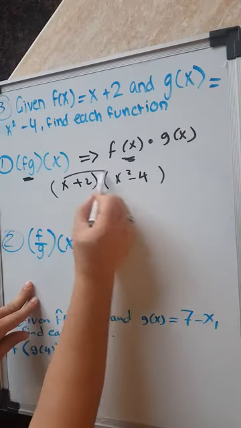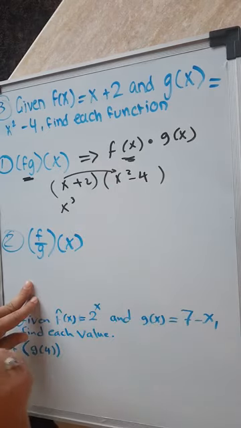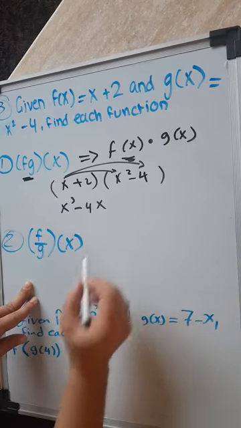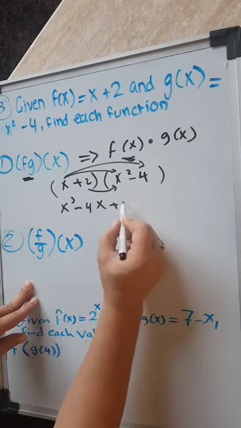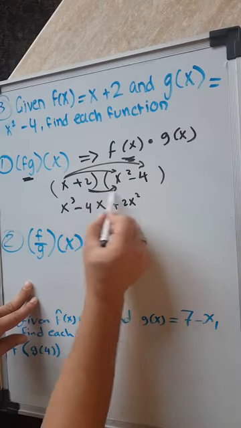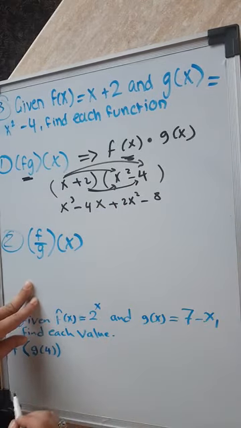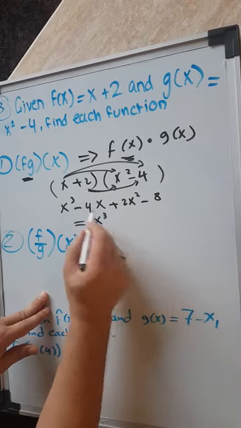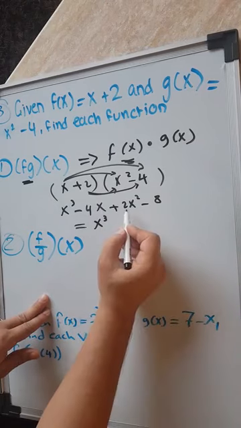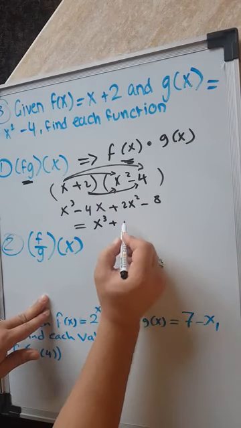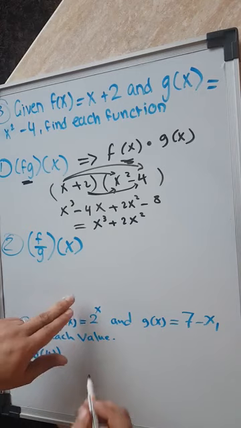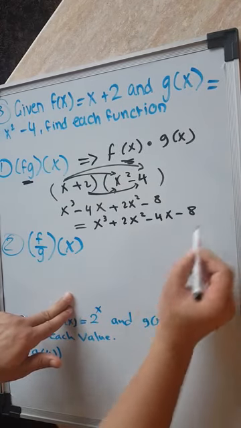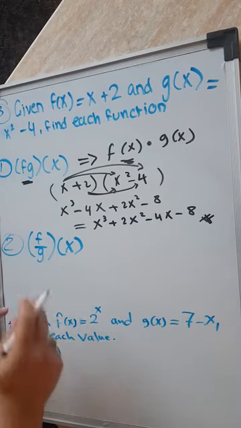Normal multiplication: x multiplied by x squared is x to the power 3. x multiplied by negative 4 is negative 4x. Now 2 multiplied by x squared is 2x squared. 2 multiplied by negative 4 is negative 8. Now add all of them. x cubed stays the same, because there is no other x cubed here. Then 2x squared, no other x squared term. Minus 4x, minus 8. Done.